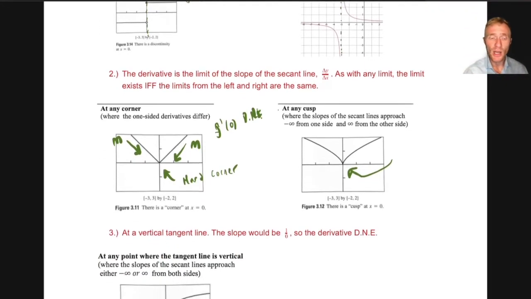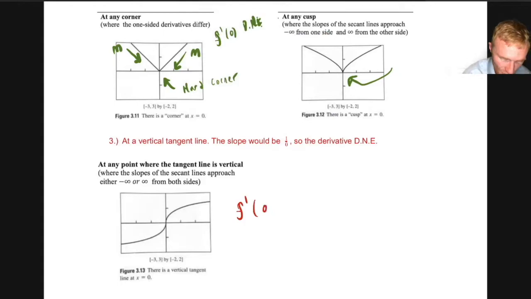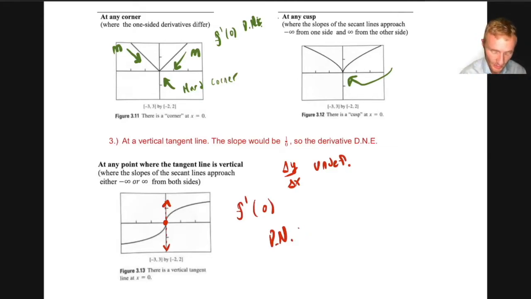Finally, the last one here, at a vertical tangent line. So this one, once you think about it in tangent lines, it's not bad. If I look for what is f prime of 0 here, and I try and draw this tangent line, my tangent line touches right there, and it is a tangent line, but its slope, change in y over change in x, that's a vertical line. It has no slope. The change in y over change in x is undefined, so f prime of 0 here does not exist. So those are the cases where derivatives do not exist.